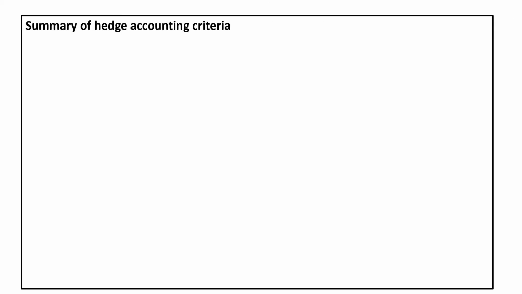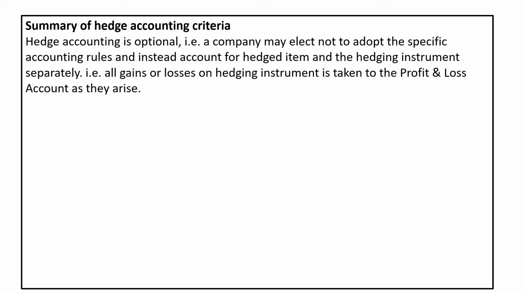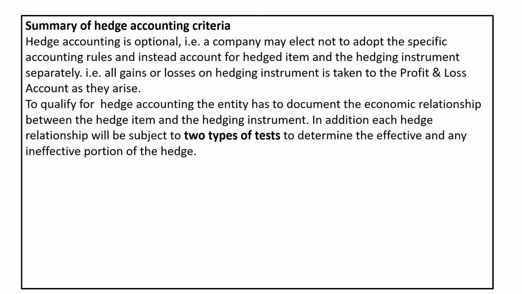Summary of hedge accounting criteria. Hedge accounting is optional. A company may elect not to adopt the specific accounting rules and instead account for the hedge item and the hedge instrument separately as unconnected transactions, i.e., all gains and losses on the hedge instrument are taken to the profit and loss account as they arise.